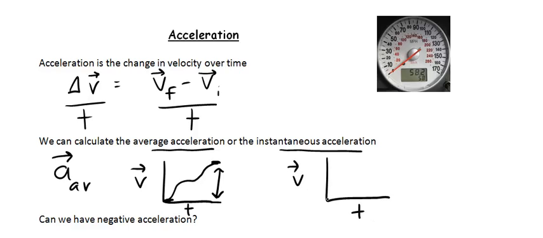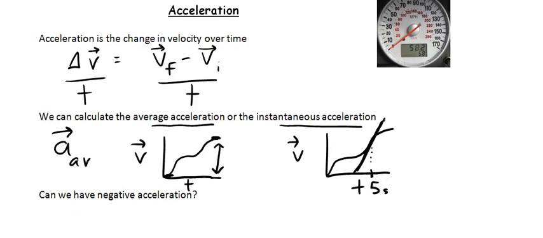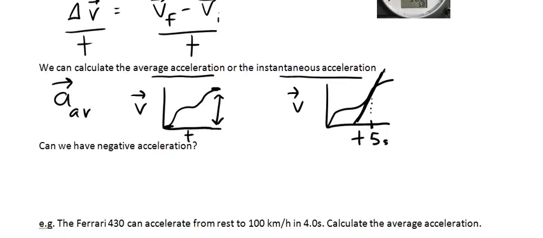The instantaneous acceleration would be the acceleration just at one point. So let's say this is 5 seconds. We want to know the acceleration at 5 seconds exactly. That's the instantaneous acceleration. We go up to our line, we use a ruler, and we draw a tangent line, and we find the slope of this line. So if you look at the previous video on instantaneous velocity, it's exactly the same process to get instantaneous acceleration. Okay, these examples in this video are all average acceleration.